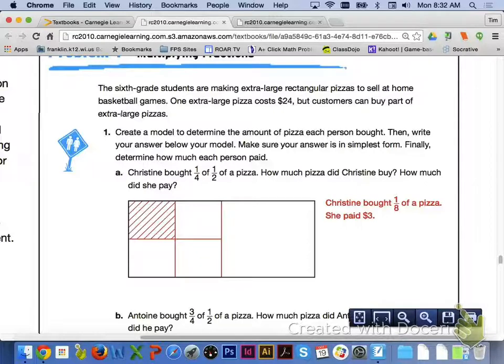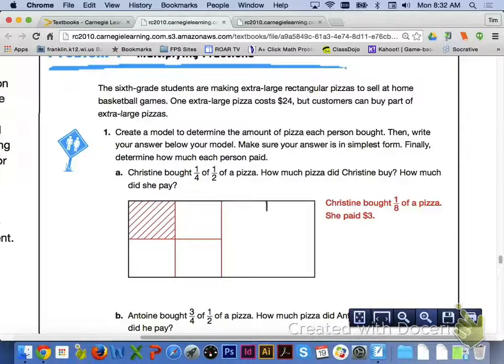So the first thing we can do in order to draw our model is take a look at the second fraction that is listed, and we want to break up the rectangle into that fractional part. So we have the line right here that is breaking up the rectangle into 1/2. Then we want to take a look at that first fraction that we were given, and we want to break up that 1/2 part into fourths. You can see then that 1/4 of the 1/2 is shaded in. So if we think about how much pizza Christine bought, she would have bought 1/8 of the pizza.